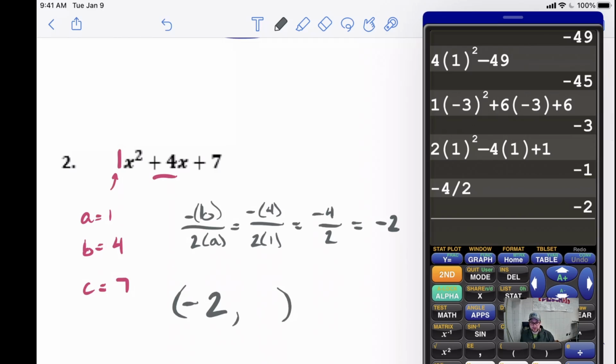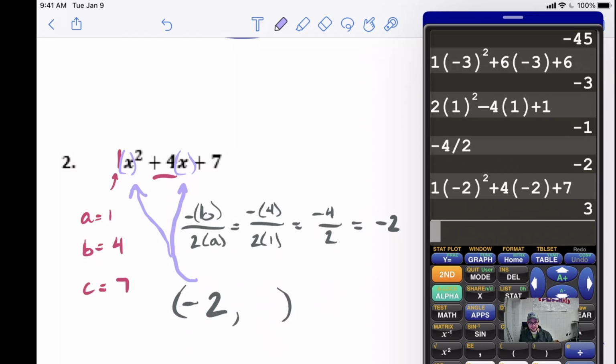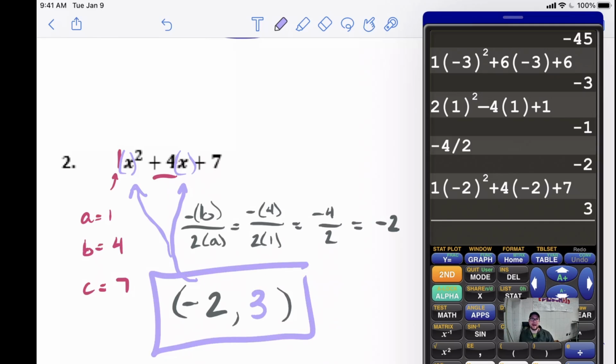Now once you get that point, it's really important: you take that and you need to plug it back into the original equation. So put in your parentheses just around the x, and then grab your calculator. We're going to have a 1 on the outside times negative 2, that's being squared, plus 4, parenthesis, negative 2, plus 7. And when I hit enter, I get a positive 3. So my vertex for this one ends up being at the point (negative 2, positive 3).